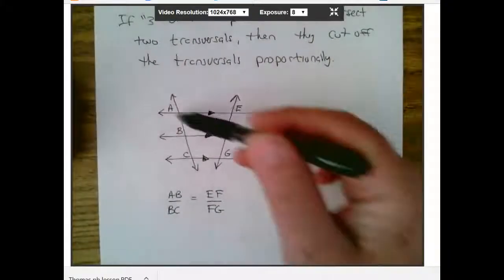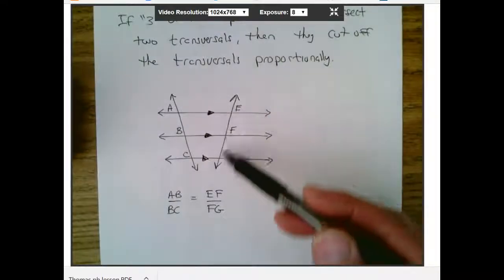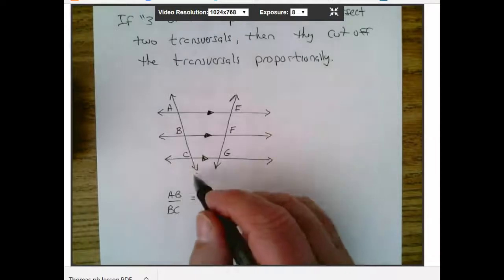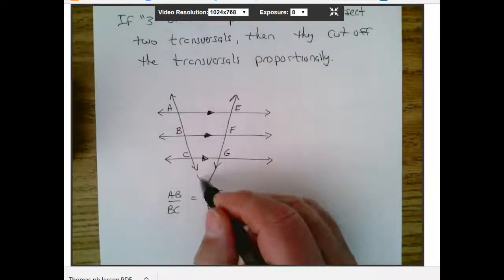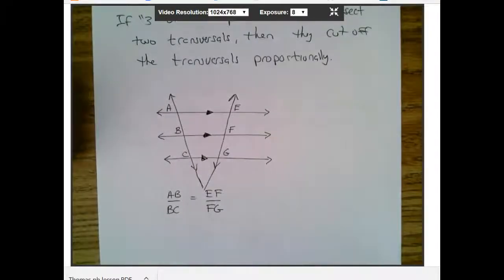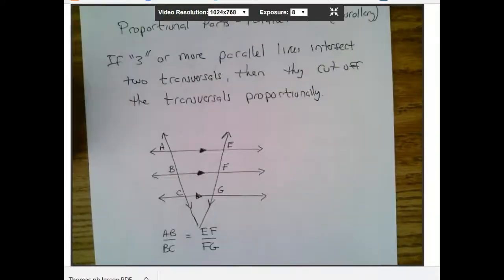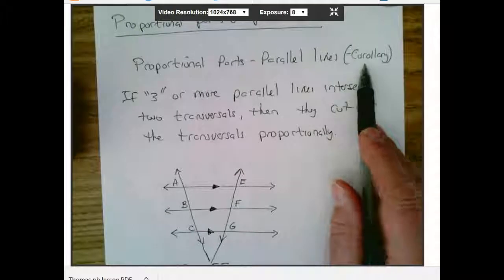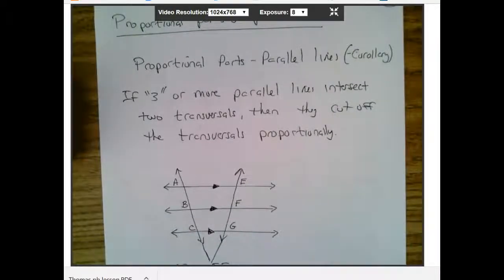So we have these transversals here, and this is always important to remember how we can use this for triangles. These are at certain angles, and eventually you'd see that if we just drew this out here, they're a triangle, right, if we kept going. And there's a corollary, kind of a rule that goes with this, for proportional parts and parallel lines.